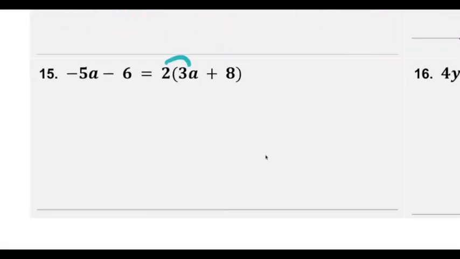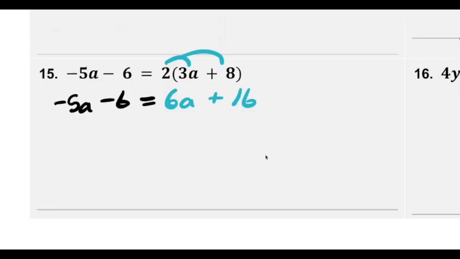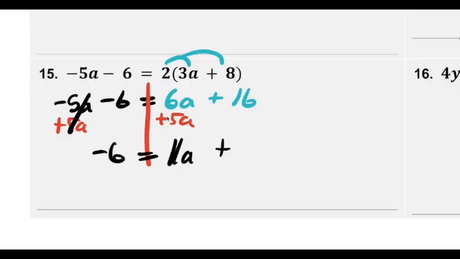Same way we're going to distribute. So I get 6a plus 16 equals negative 5a minus 6. Again, we want to get only one variable, so let's get rid of the smaller one. We get rid of this negative. So we'll go plus 5a, plus 5a. So those cancel. I get negative 6 equals 6a plus 5a is 11a plus 16.